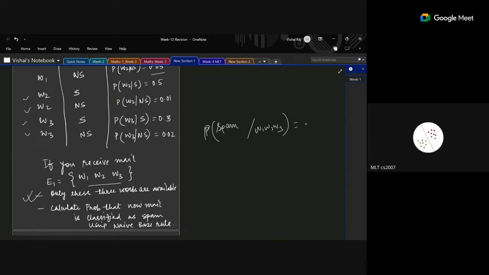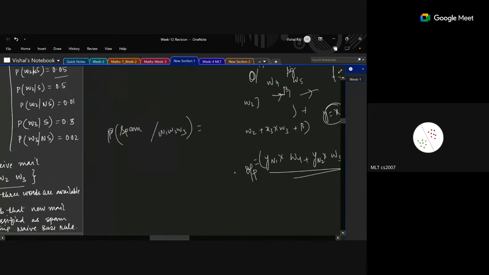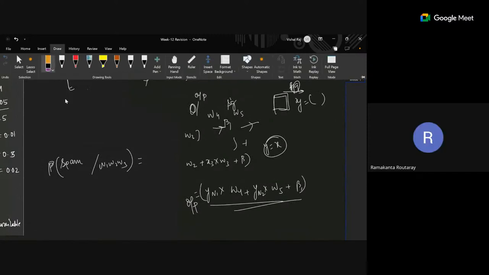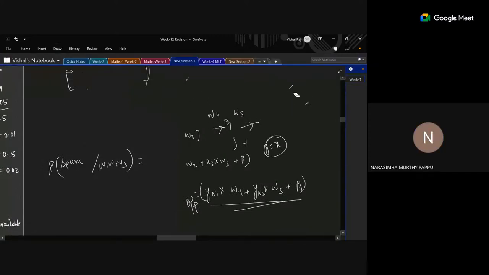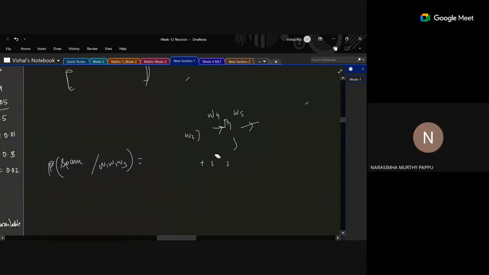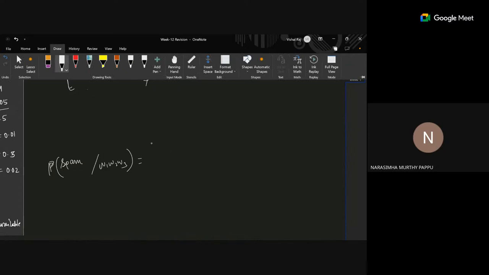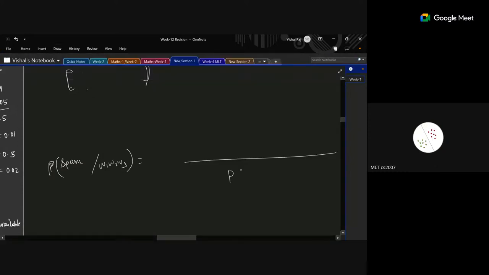How will you calculate that? So it's Bayes theorem. Yeah, Naive Bayes. Okay, what's the Bayes theorem formula? It's P(W1 given S) into P(W2 given S) into P(W3 given S) divided by the sum of all of it. Okay, this should be here. It should be the probability such that W1.